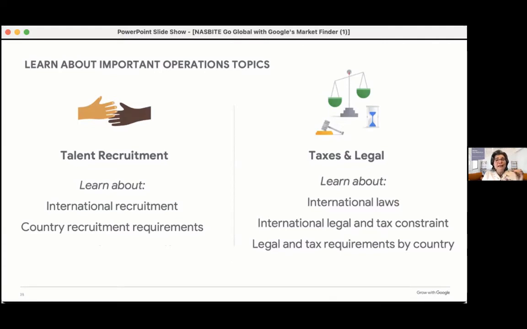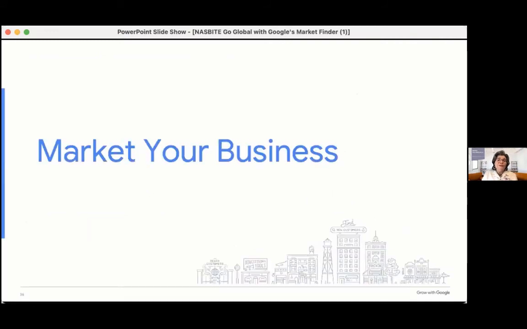Finally, take care to get informed about taxes, fees, customs, and other regulations for exporting. These vary by country, and mistakes can lead to high fees and even legal action against your company. So there are lots of articles, case studies, and guides on MarketFinder to help you dive deeper into all these operational planning topics.